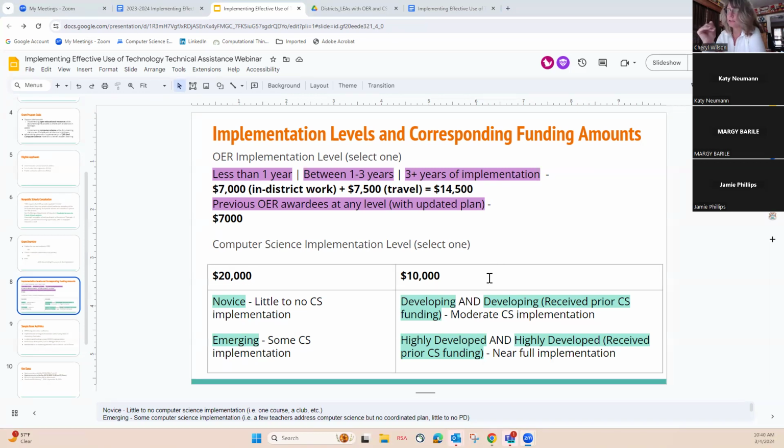There is also the highly developed level, and also highly developed receiving prior CS funding. You have pretty full implementation, but you have a few little gaps that you'd like to close up. And so those would be the levels that districts will need to apply at.